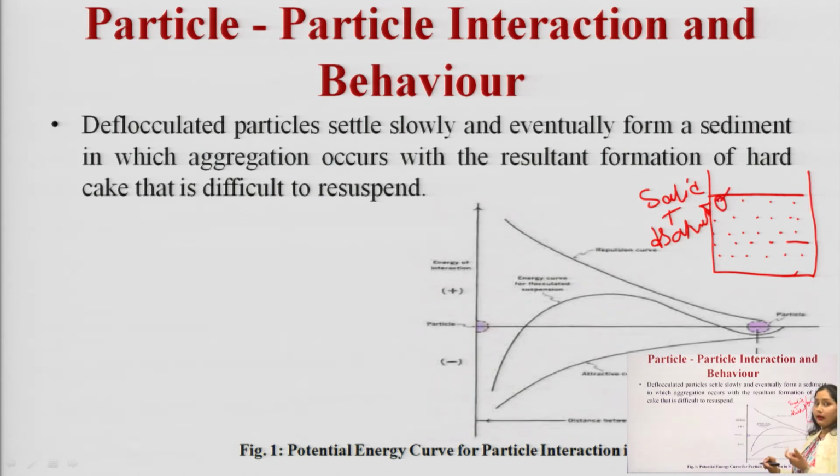Each solid particle carries a particular finite charge on its surface, either positive or negative, and every particle contains a charge, let's say positive or negative. Initially, these particles experience a high repulsive force between two adjacent particles. So, we study the potential energy diagram at this stage.